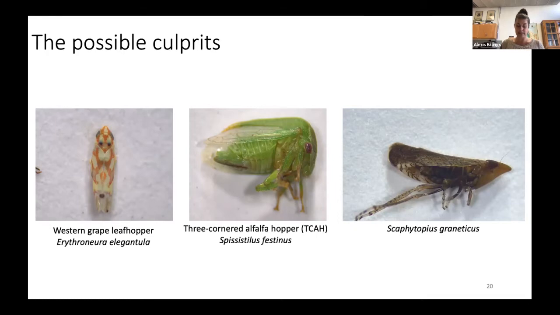So this puts our culprits moving forward as the Western grape leafhopper, tica, and Scaphotopius, which we identified as Scaphotopius geneticus. So I'm going to give a little ecology on each of these 3 insects.